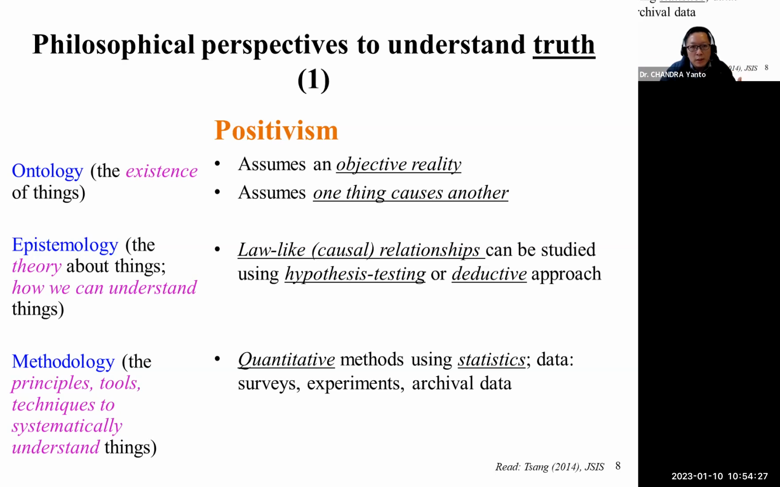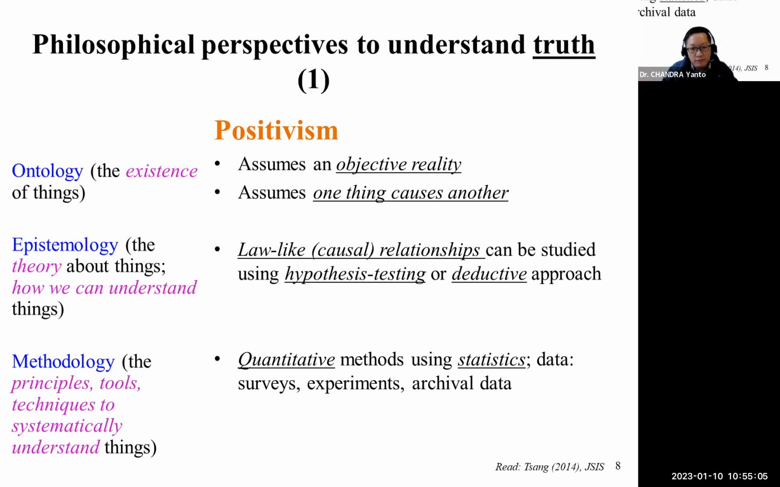So positivism assumes that things exist, and that's what we call ontology. And epistemology means how we can understand the reality. The epistemology in positivism is that they rely on law-like relationships. Law-like means something that looks like a law. If I drop my pen, there's a law of gravity. Because of the law of gravity, when I drop my pen, it will drop to the ground or to my table. This is called a law of gravity.